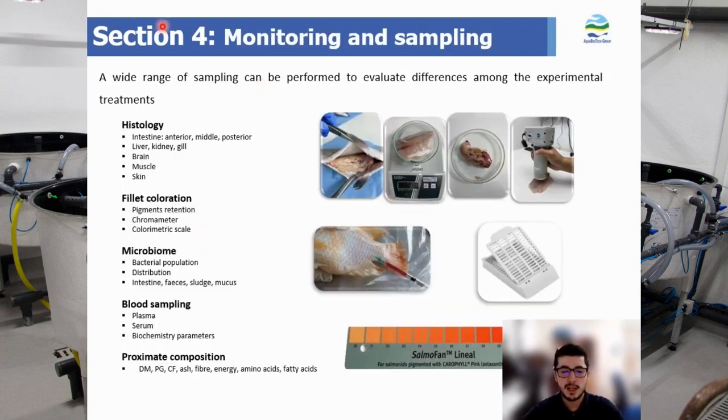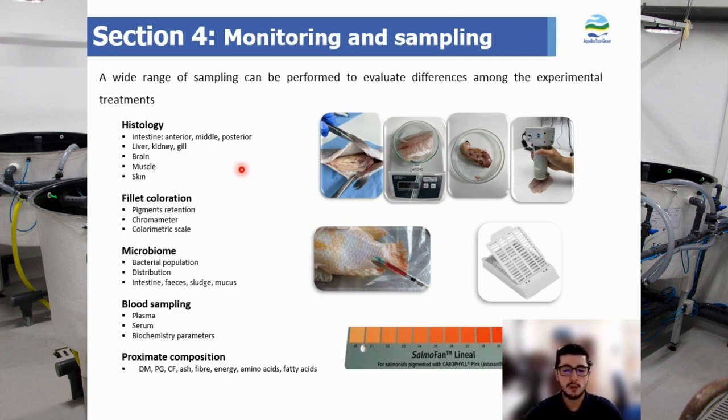Lastly, section 4, monitoring and sampling. A wide range of sampling can be performed to evaluate differences among the experimental treatments. So together with the growth performance, you can perform different types of analysis. It depends, of course, on the aim of the project. For example, you can perform histology sampling: intestine, anterior, middle, and posterior, liver, kidney, and gill, brain, muscle, and skin.